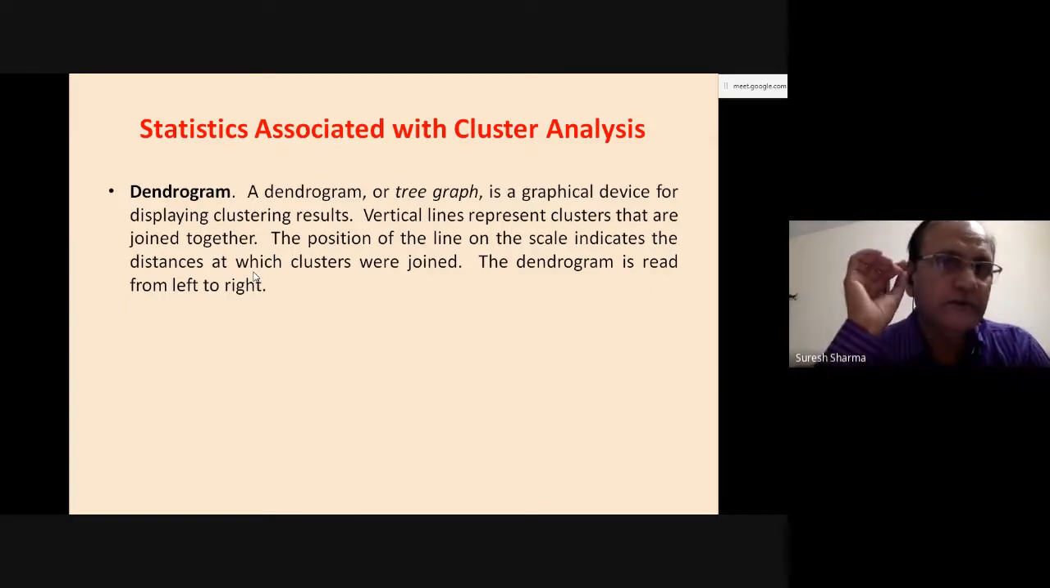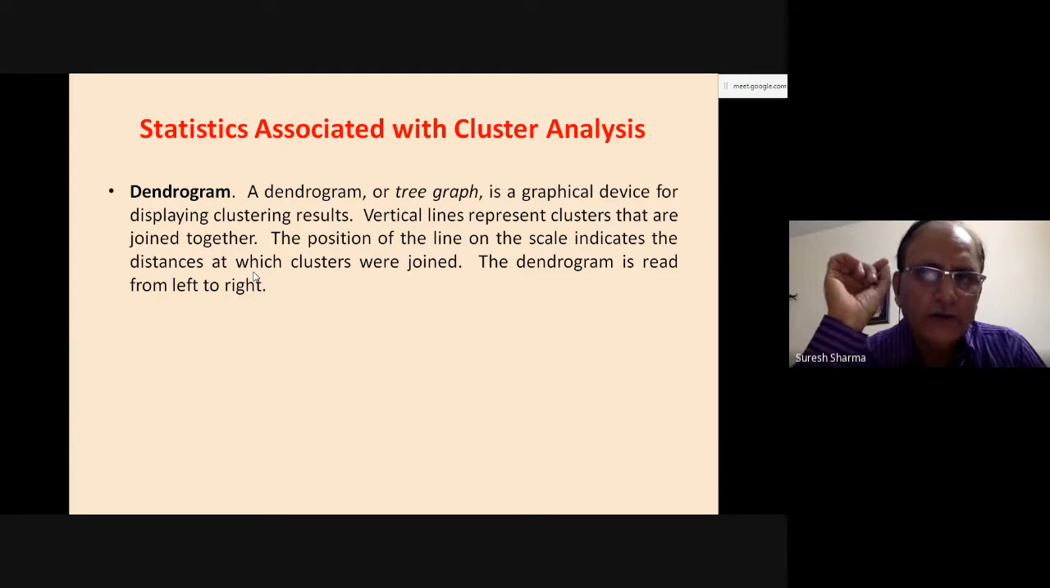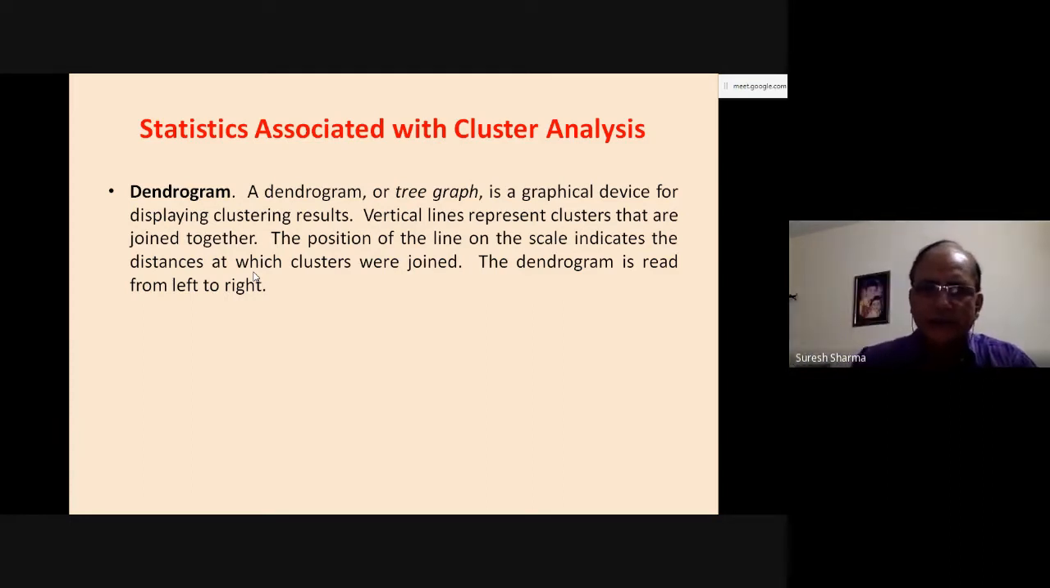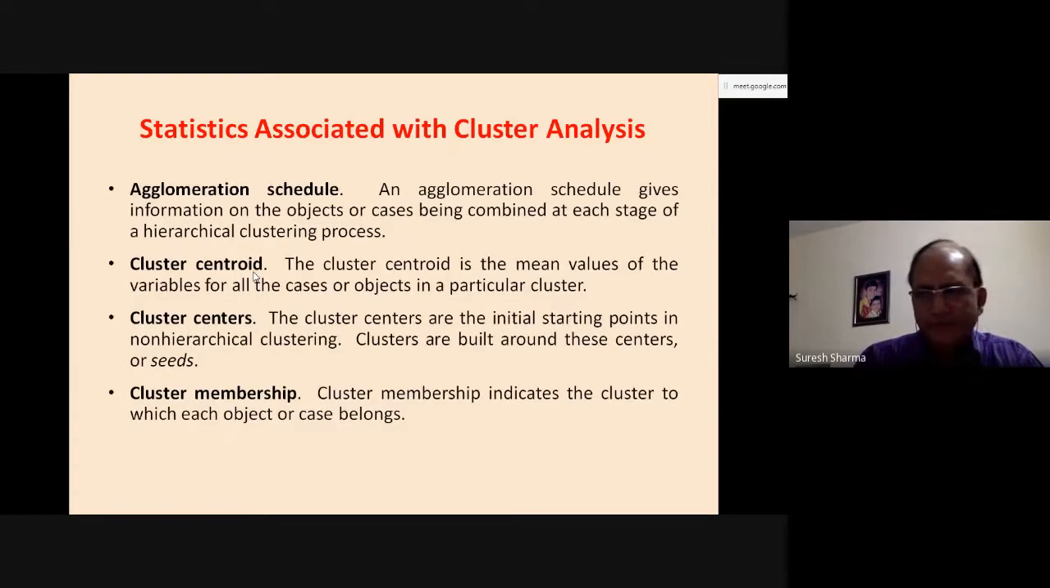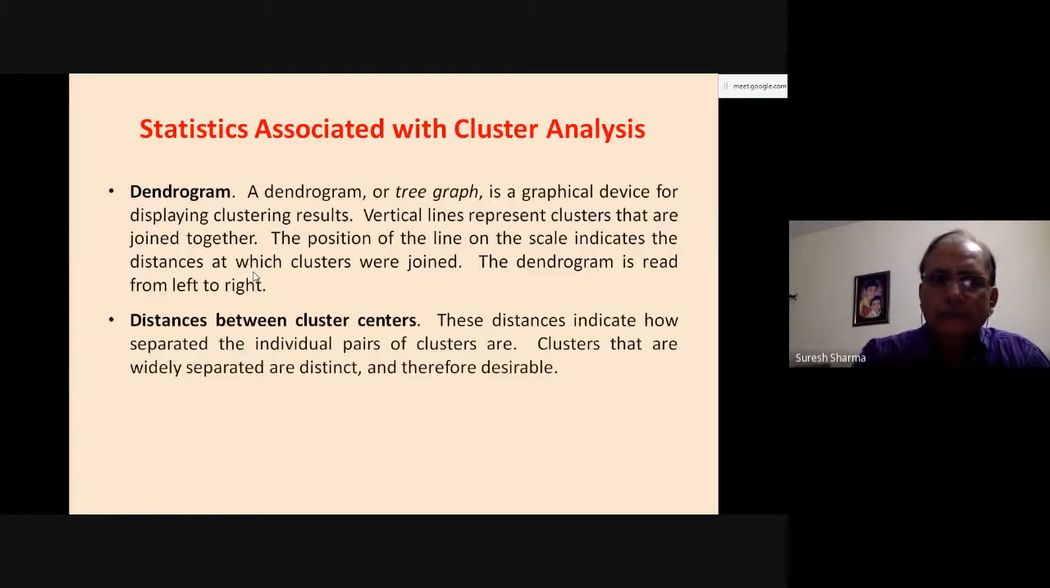Now, please try to listen to me. One is called hierarchical clustering. Another is called K-means clustering. First we apply hierarchical clustering. Hierarchical clustering is based on the agglomeration schedule, and the agglomeration schedule will give you this dendrogram. The dendrogram will give you how many clusters are possible. So with the help of hierarchical clustering, you will come to know about K. K stands for how many clusters are possible.